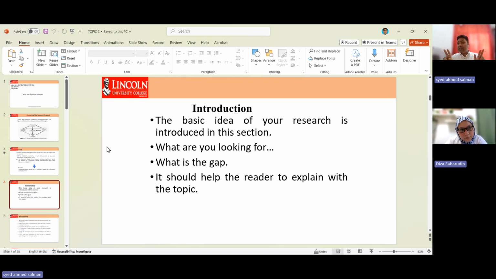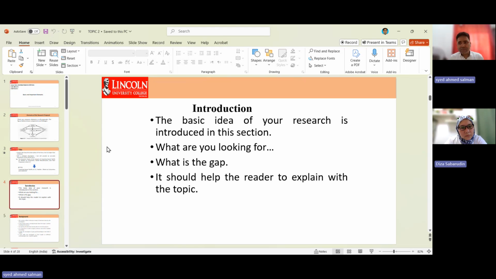You are not going to see it in the entire Malaysia. You are going to see only in Selangor. What are you looking at? You're looking at the social media usage and the academic performance of private university students, right? What is the gap?